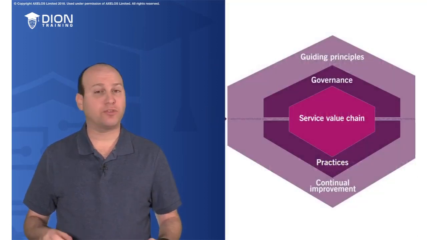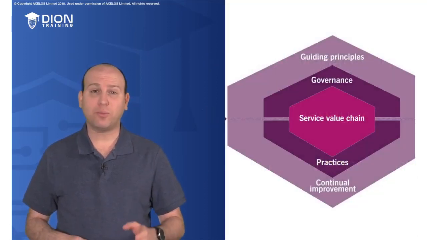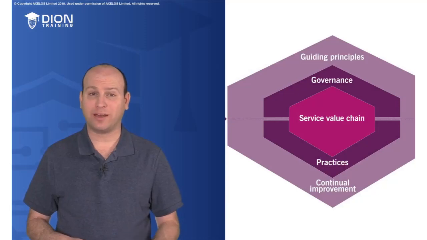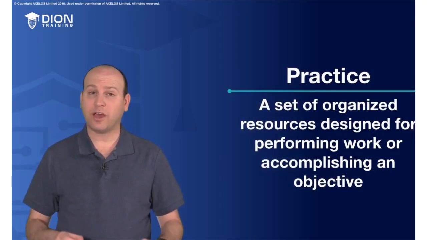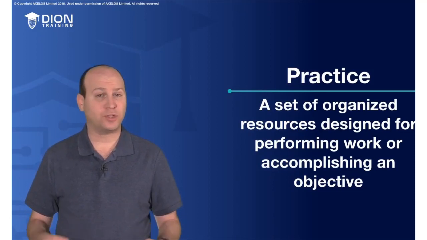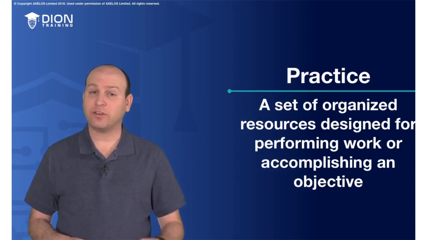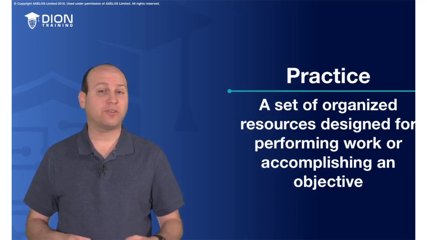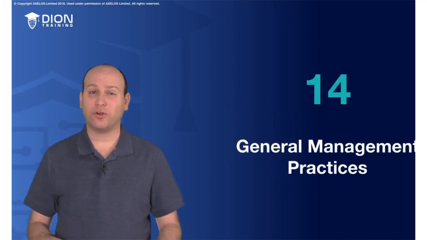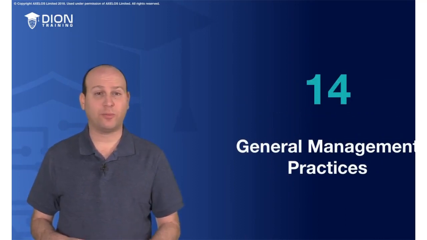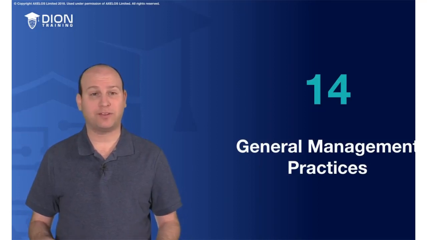You may remember from our service value system lesson that there was a portion of the diagram that called out these practices. Well, a practice is a set of organized resources designed for performing work or accomplishing an objective. Each practice is going to support multiple service value chain activities, and it includes resources based on the 4 dimensions of IT service management. So in this section of the course, we're going to focus on the first 14 practices of ITIL 4. These are known as the general management practices.